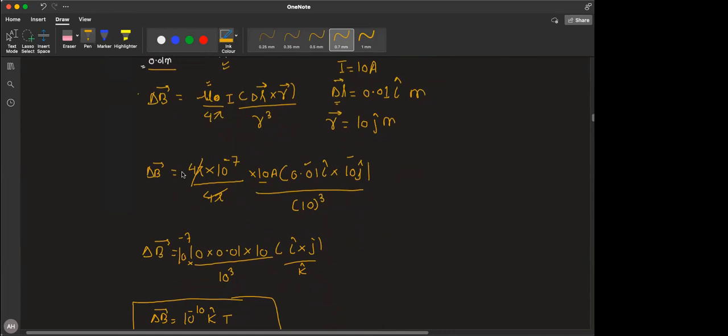So this question is from NCERT. Yes, this short example of NCERT.